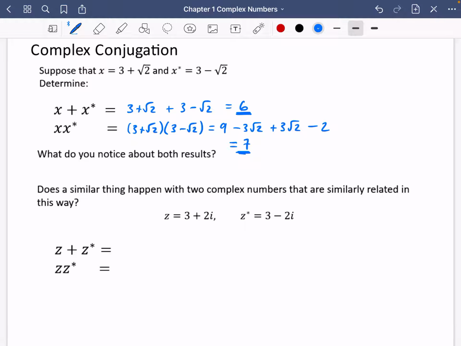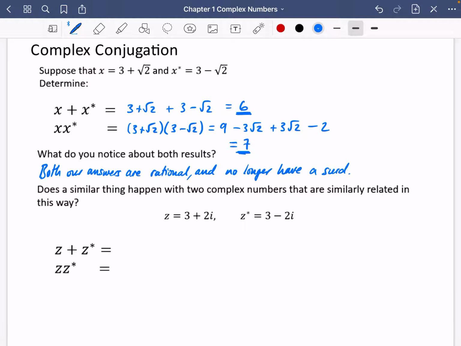What do you notice about both of the results? Well, both of these results have no irrational part. So we have removed the irrational part. Both answers are rational and no longer have a surd. Which is kind of interesting.